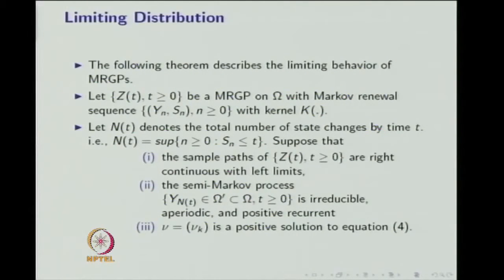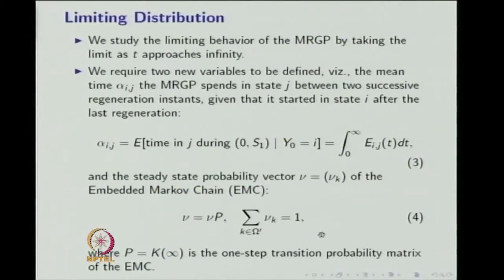The limiting distribution is given in the following theorem. Let Z of t be the MRGP with the Markov renewal sequence Y n comma S n. Let N t denote the total number of state changes by time t. Then the sample paths of Z are right continuous with left limits, and Y of N of t is a semi-Markov process which is irreducible, aperiodic and positive recurrent, and v is a positive solution to equation 4, that is, the summation of v i is equal to 1 and v is equal to vP.